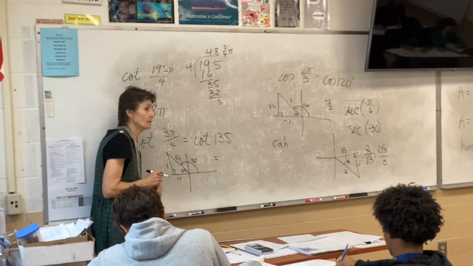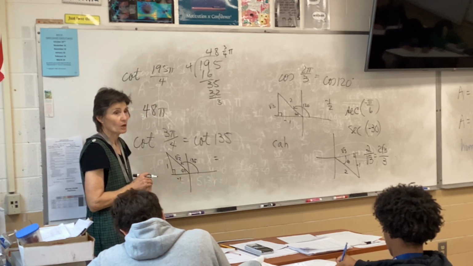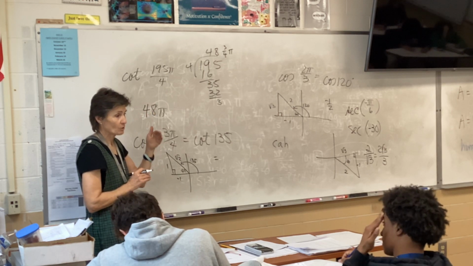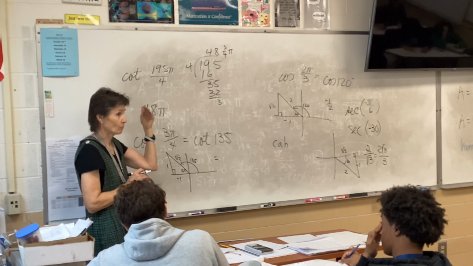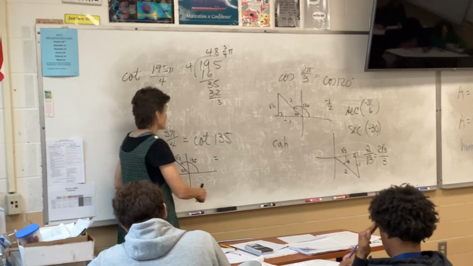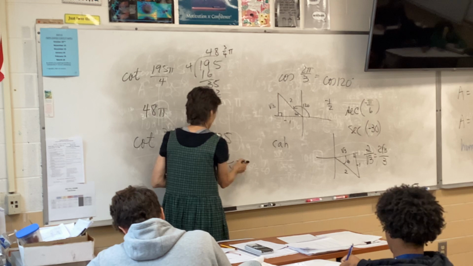Cotangent is the reciprocal of tangent, TOA. So instead of opposite over adjacent, it'll be adjacent over opposite. So this one is -1.